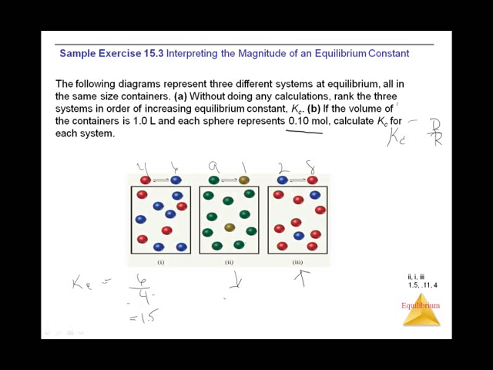Here my product is going to be 0.1 molar, because I've got 1 particle here indicating 0.1 moles, and 0.9 molar for the reactant. That's going to be 0.11. I need 2 sig figs here, right? Okay, and here my product is going to be 0.8 over my reactant, which is going to be 0.2, and this is going to be equal to 4. Okay.